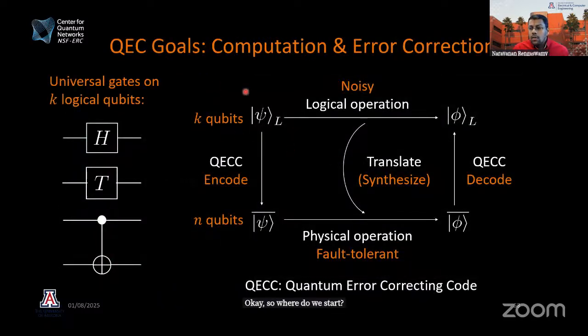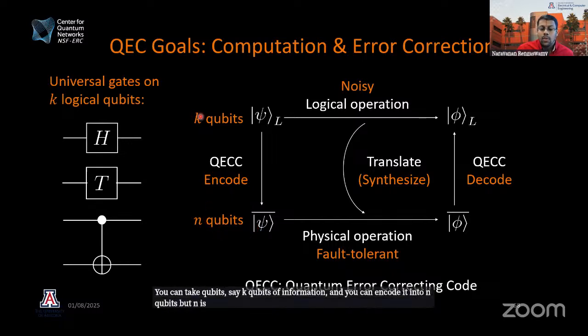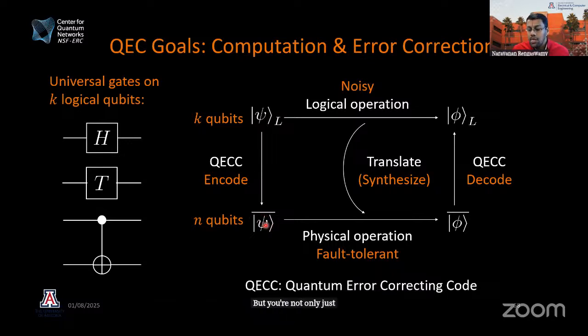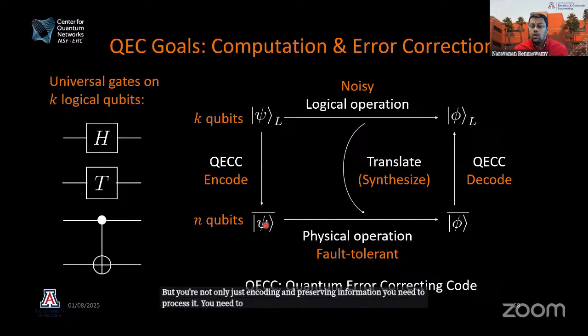So in quantum computing or quantum networking, you're trying to preserve information. So just like we did for classical bits, you can take qubits, say k qubits of information, and you can encode it into n qubits, where n is larger than k. But you're not only just encoding and preserving information, you need to process it. You need to compute on it, or you need to do some quantum networking protocols, and so on.